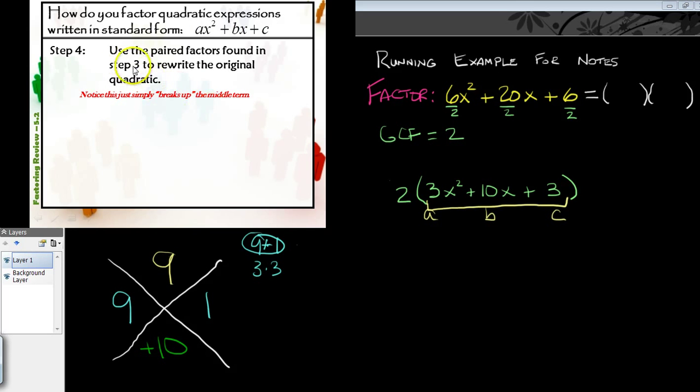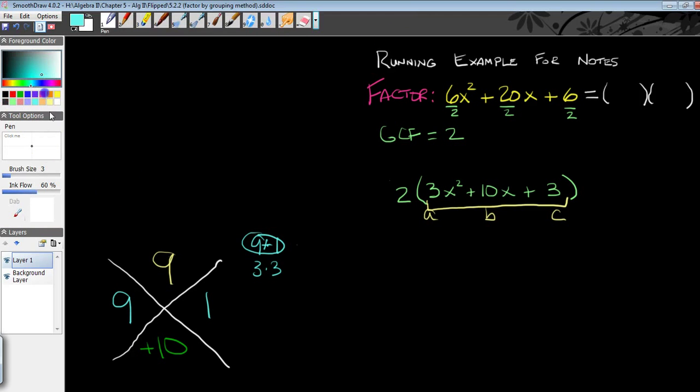Step number 4. I'm going to use those paired factors, 9 and 1, that I just found in step 3, and I'm going to rewrite the original quadratic. Now I should rephrase that, because it's not necessarily the original quadratic, not this thing up here in yellow. I'm just writing this thing right here that's in parentheses, because that's what I created this little X for, not the original thing, just this guy. So I'm going to rewrite that, but notice this. When we do it, it just simply breaks up the middle term. So watch what I'm talking about. I'm going to use different colors. So I'm going to take this thing right here.